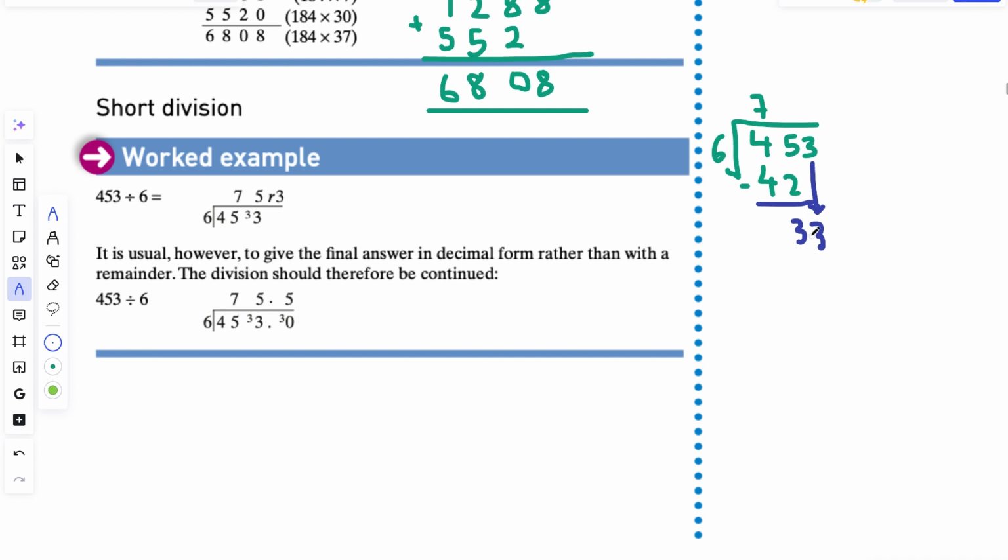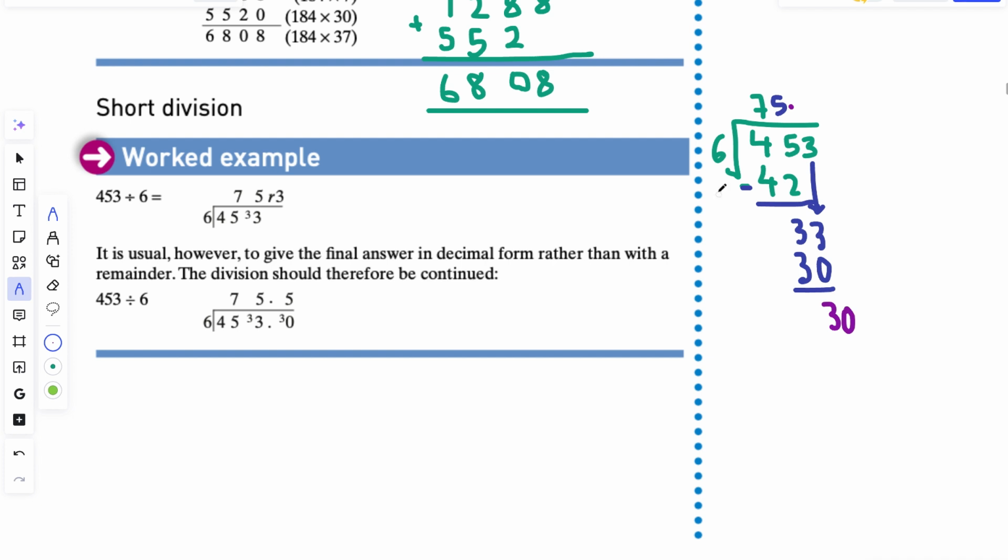So how many times can 6 go into 33? 5, right? 5 times 6 is 30. So we say 5. Then we subtract again. When you subtract, you get 3. Now, 3 cannot be divided by 6, so you add 0. We're going to finish it up in decimal. So you put a decimal point here, and then you add 0 here.